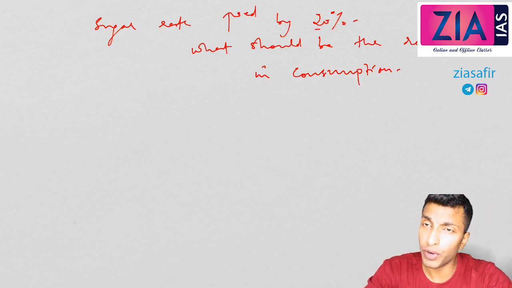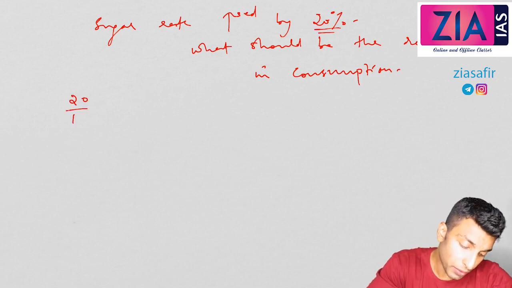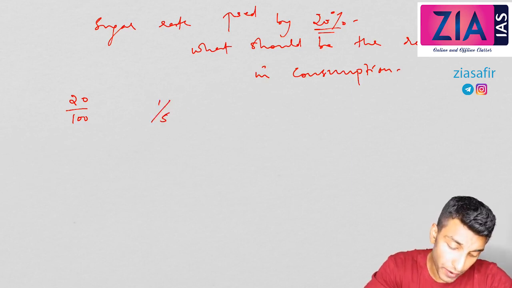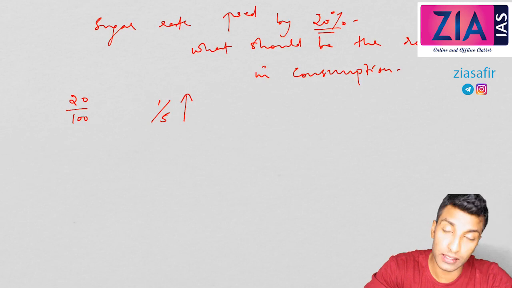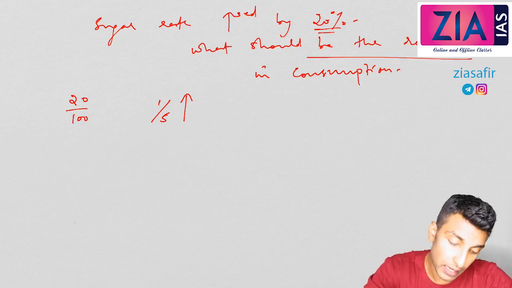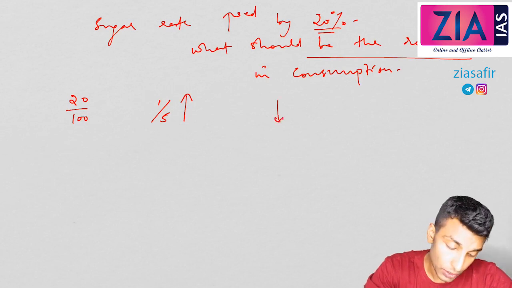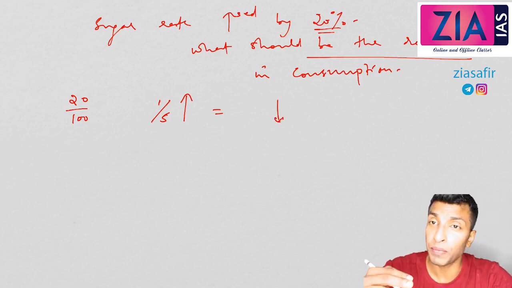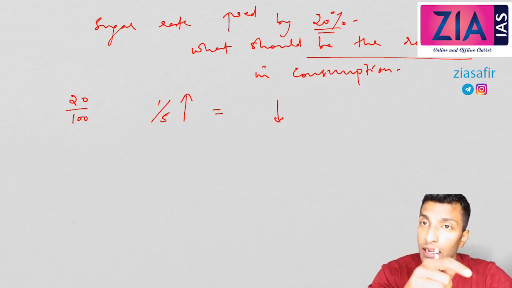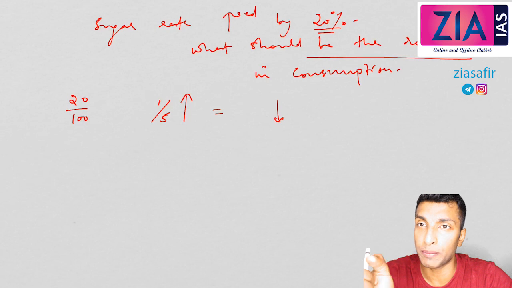So what will you do here? This 20%, how will you write it? 20 by 100, right? Percentage you will write like this. So this is nothing but 1 by 5. So 1 by 5 increase is there. So there will be a decrease in the other, and that's what they're asking. What is the reduction in consumption? So there will be a decrease for sure. If it is increase, what is the decrease? 1 by 6 decrease, right? 1 by x increase leads to 1 by x plus 1 decrease.